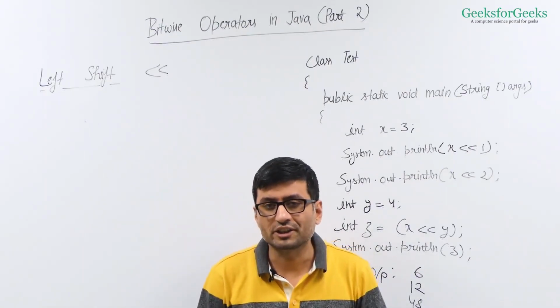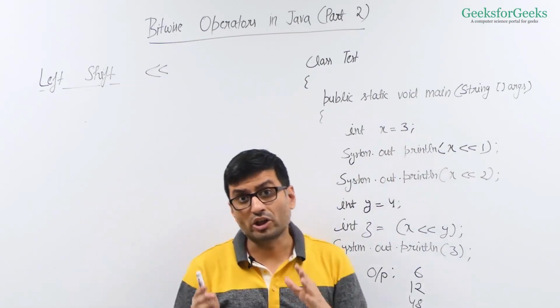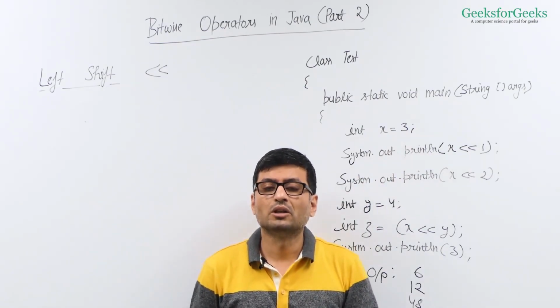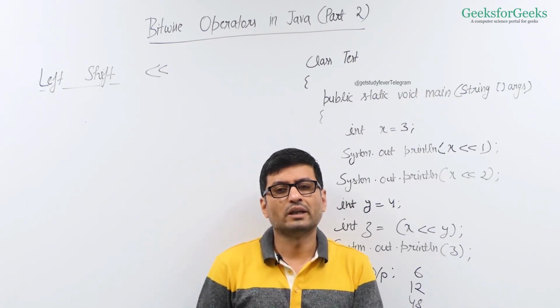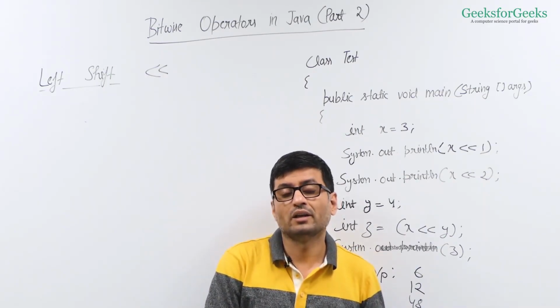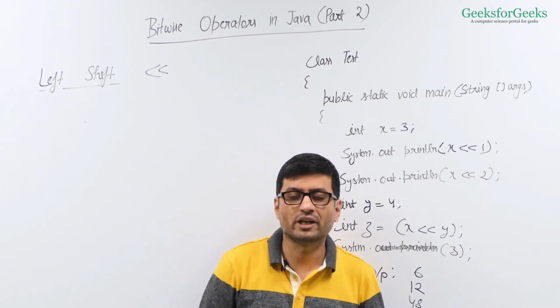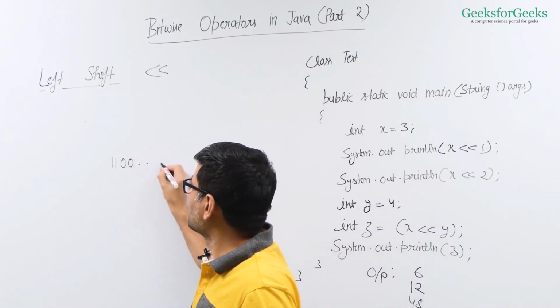One interesting thing is, if you left shift this number 3 by 30, what will happen? Your first 30 bits, which are 0 bits, will be ignored. And then these 1, 1 will be moved to the beginning. And then 30 zeros will be added at the end. So you will get a number like 1 and then 30 zeros.